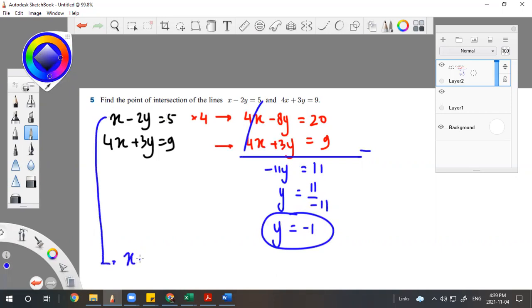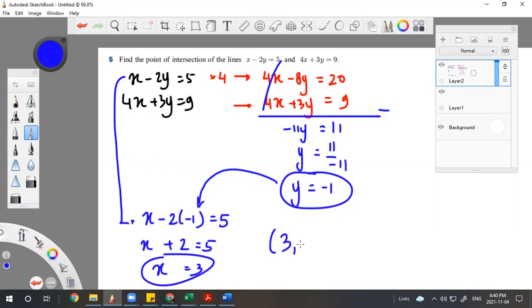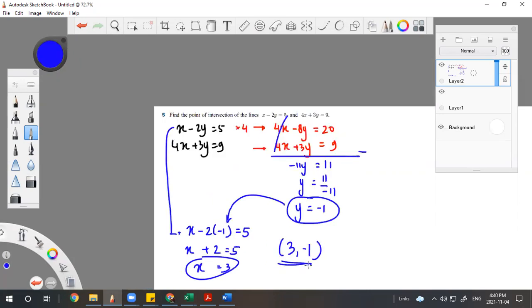So x minus 2 times negative 1 equals 5, right? You put y as negative 1, and then x plus 2 equals 5. So how do you calculate the x? Okay, done. The point of intersection will be 3, negative 1. That's the answer for question number 5.